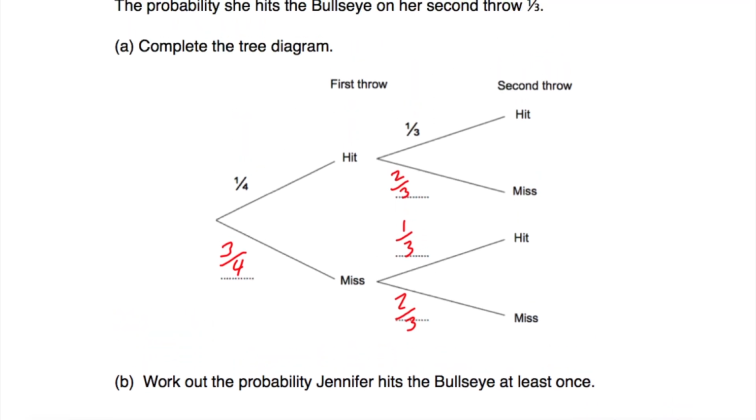And part B says find the probability that she hits the bullseye at least once. So it's going to be a hit and a hit, a hit and a miss, or a miss and a hit. Any of those 3 options would work. A miss and a miss wouldn't work, but if she hits it at least once, so she could miss and hit, she could hit and miss, or she could hit and hit.